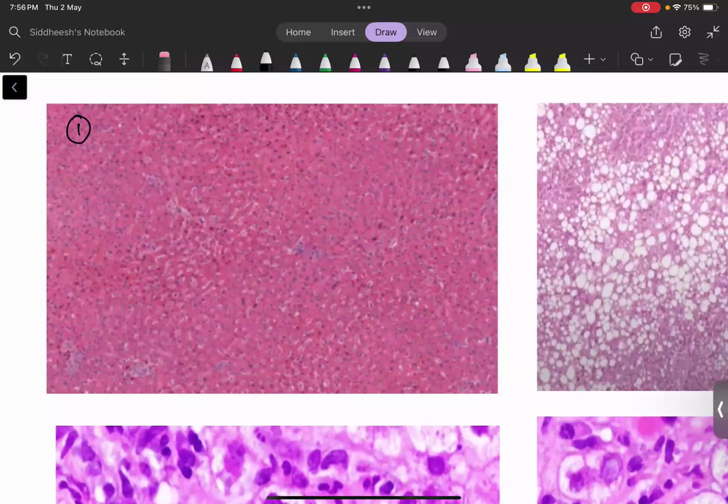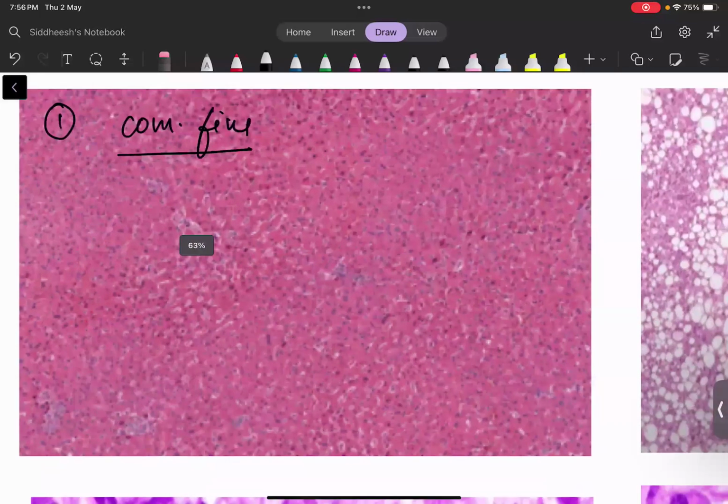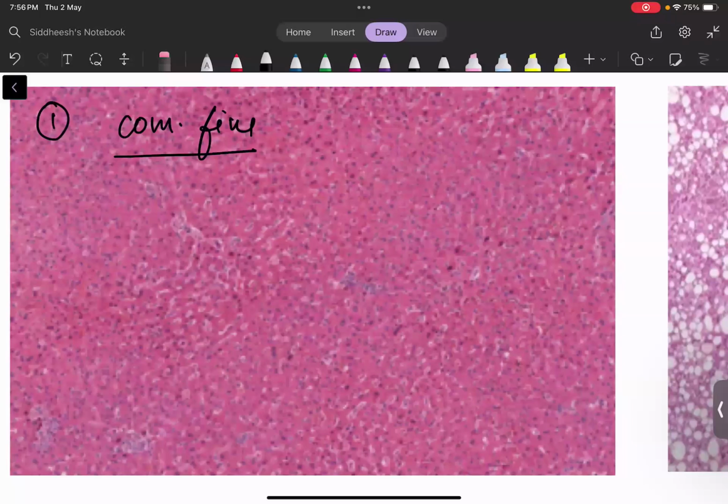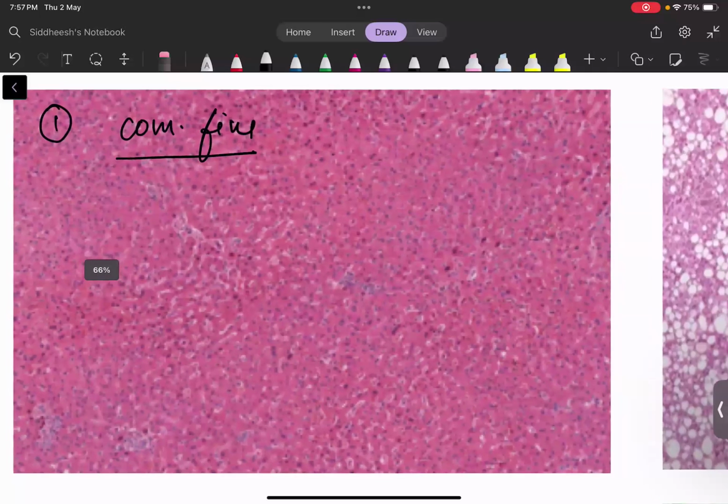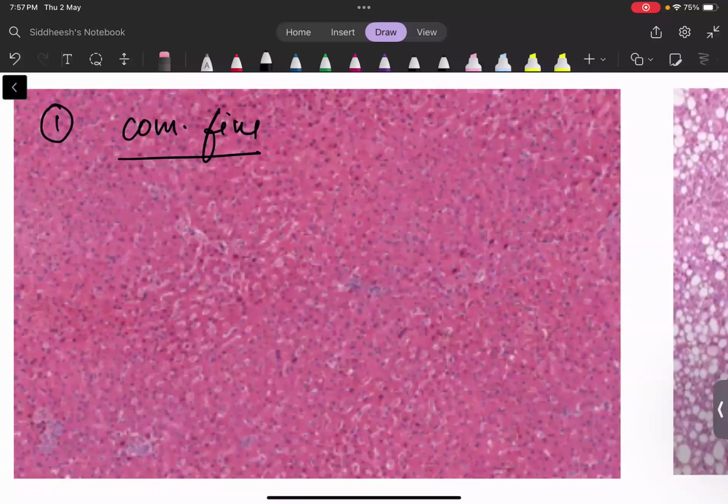Okay. Now, this is your first image. This is a completely fine liver biopsy. No issue with this liver biopsy. Fine. So I want all your attention for this class because in the end we have two quizzes and I want answers from you. You should be able to diagnose NASH and NAFLD. So have this reference as the completely fine liver biopsy.